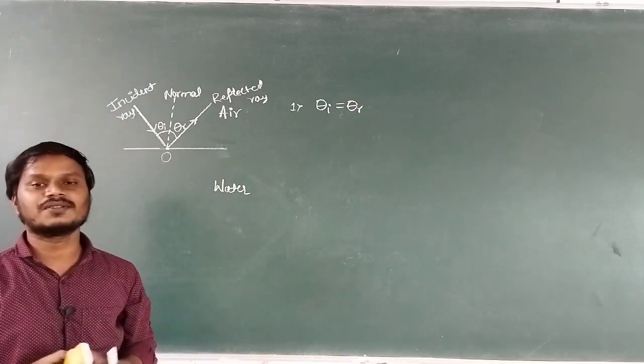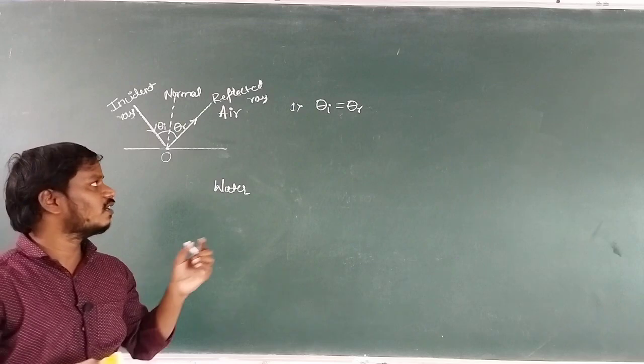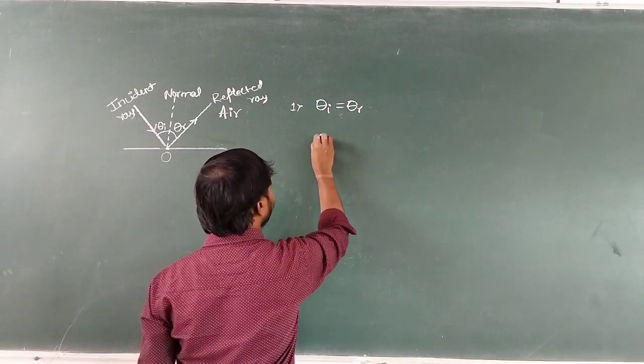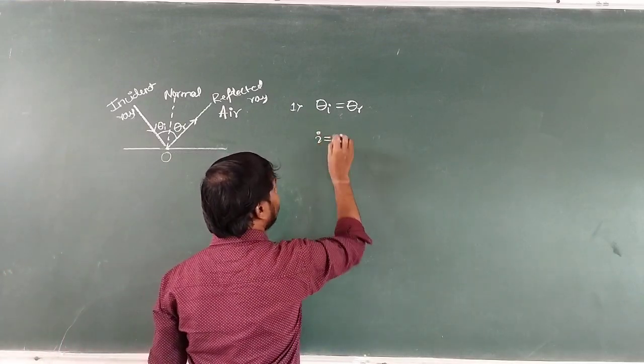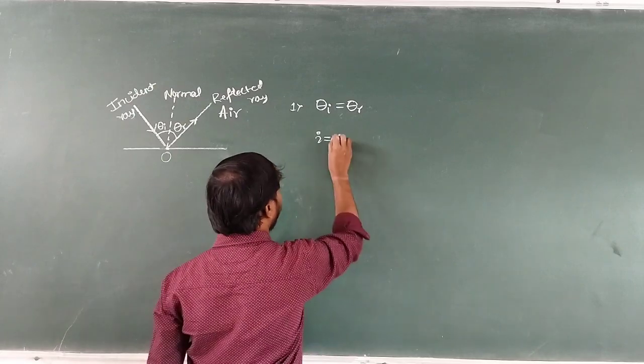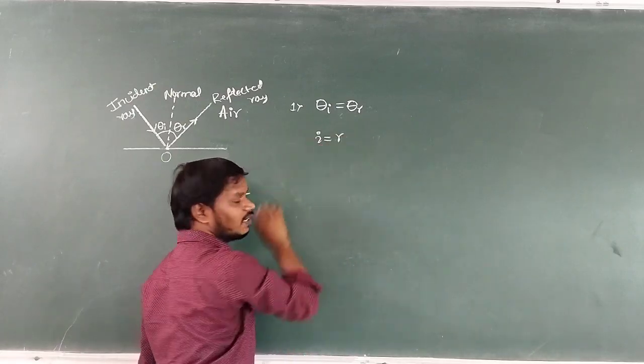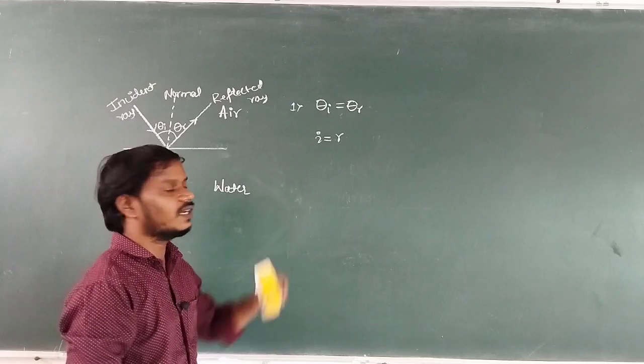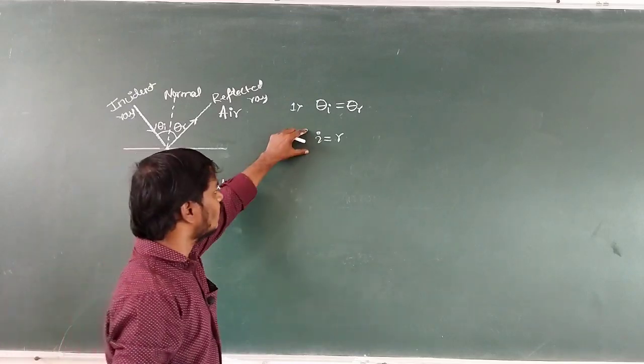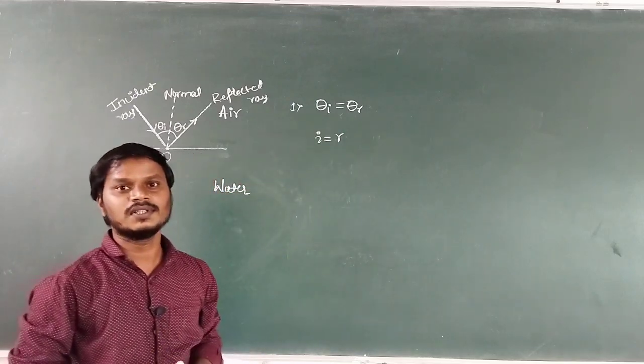Sometimes we are going to represent the angle of incidence by I, and sometimes we represent the angle of reflection by R. Here, what is I? Angle of incidence. And what is R? Angle of reflection. Hence the angle of incidence is equal to the angle of reflection.